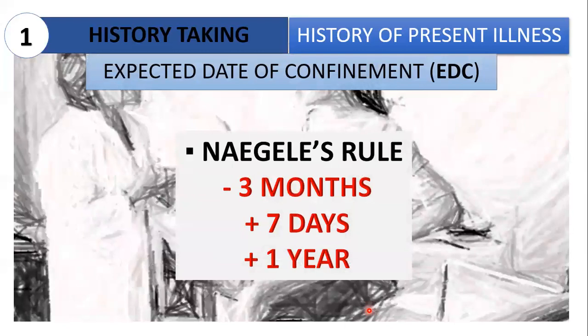Next is the expected date of confinement. We compute this using Naegele's rule, wherein we subtract 3 months, add 7 days, and then add 1 year from the LMP. You see, it is very important that you get the correct LMP of the patient because that would determine the correct age of gestation and expected date of confinement.